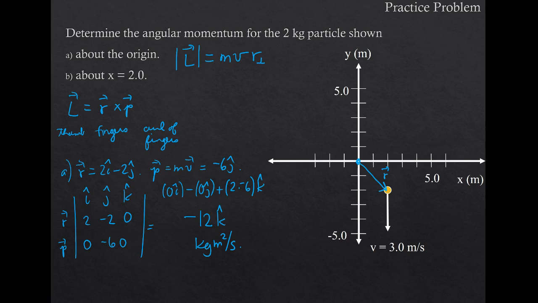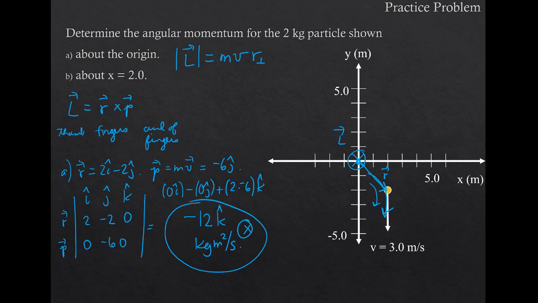Okay, now how do we know that it's negative? Well, check out the right hand rule. Try putting your right hand's pointer finger in the direction of R, and then try curling your fingers towards V, so that you naturally are sort of curling them this way. What you'll notice is that your thumb is pointing into the screen. So the angular momentum is into the screen, and that's in the negative direction.